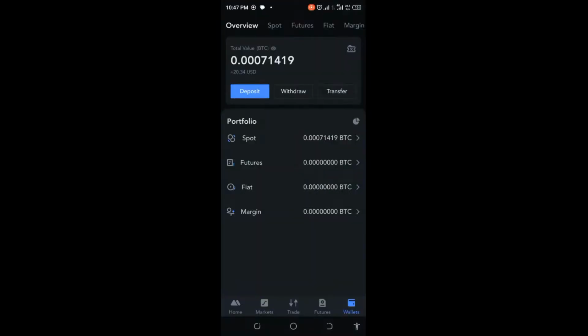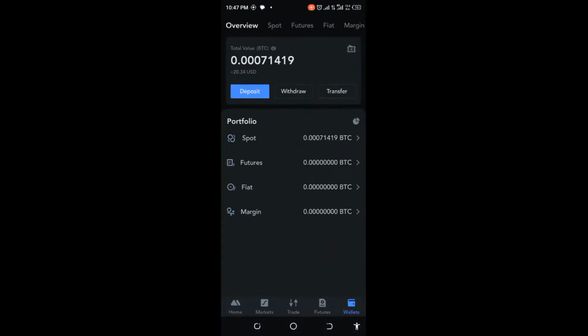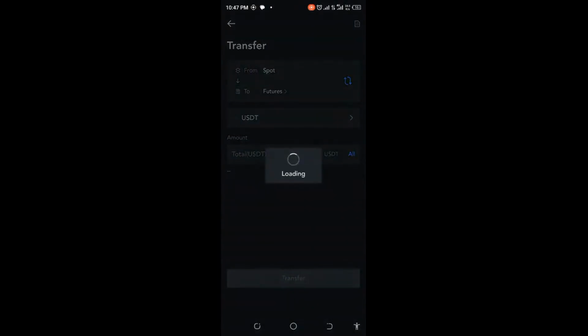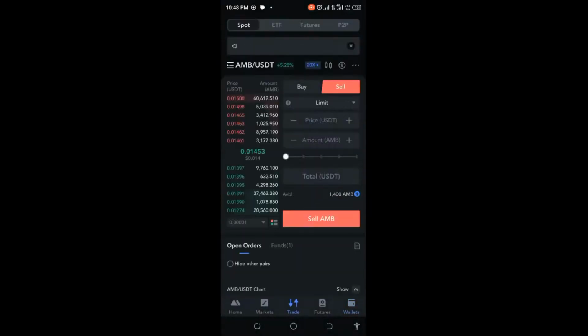Okay, it looks like it has arrived. As you can see here, 20.34 USD. So let's click on transfer so that we can make sure that we have it in our wallet. Oh, everything is in spot. Let me see. Is it already in spot? I'm trying to get it. Okay, maybe I'm wrong. Let me check that. Oh, sorry. Let's go back and see whether we actually have it. It looks like we already have it. Do we? Let me check to be sure. Do we have that? Oh yeah.